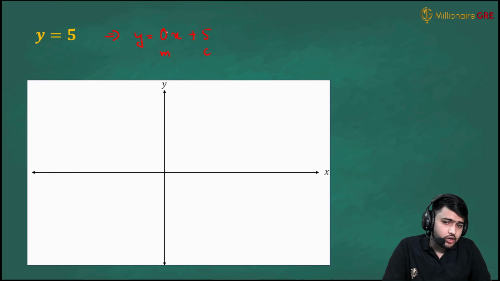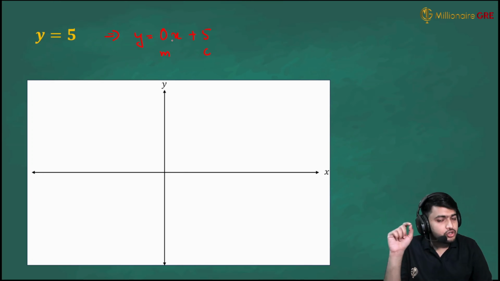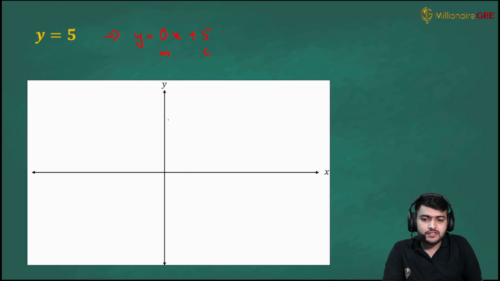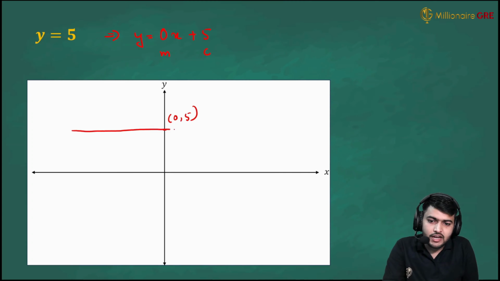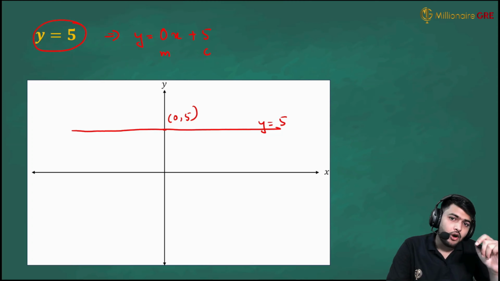Now slope 0, if you remember from the second coordinate geometry video, slope 0 implies that the line is parallel to x-axis. And c is 5 means that the line will cut the y-axis at (0, 5). So y is equal to 5 is a line parallel to x-axis cutting y at (0, 5). Also, y is equal to 5 represents a line on which the y coordinate is always 5.